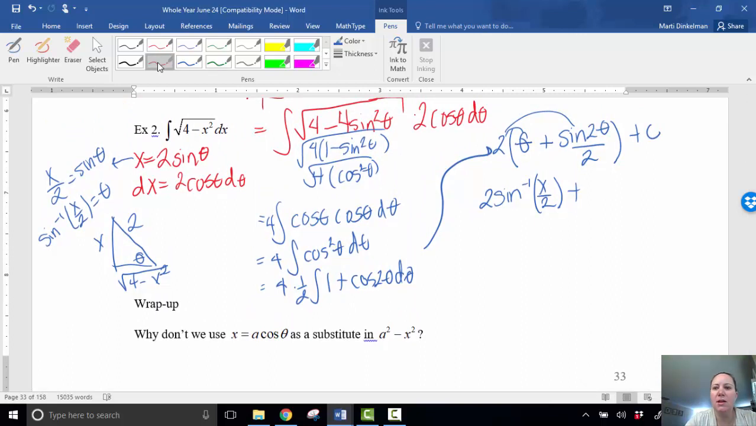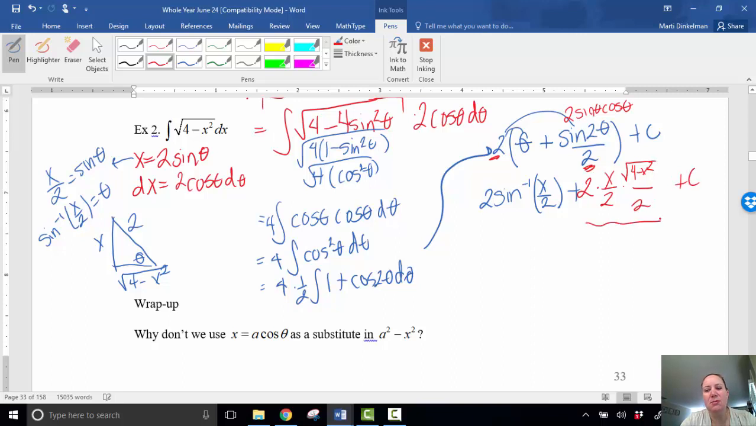Okay, so in my mind, what's happening here is this 2 and this 2 are going to cancel. And sine of 2 theta that I'm trying to look for here, that's really 2 sine theta cosine theta. So I'm going to come to my reference triangle and I'm going to say, okay, well, that's 2 times sine of theta. I actually already have that. I didn't have to look at the triangle for that. That's x over 2. So you can see I already have some simplifying I could do. Cosine is going to be adjacent over hypotenuse, so the square root part over the 2. So square root of 4 minus x squared over 2, and then plus c.